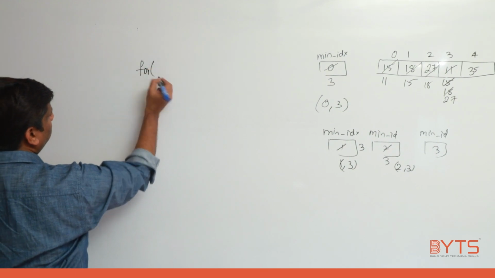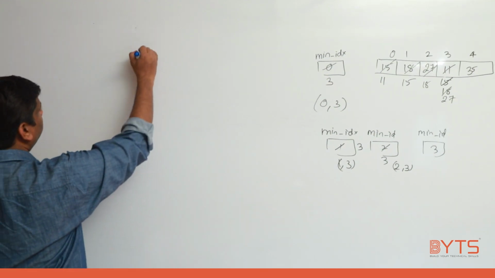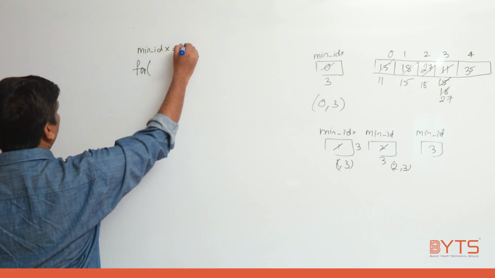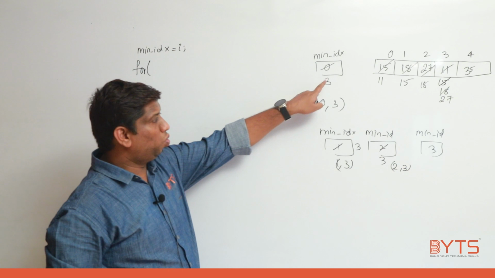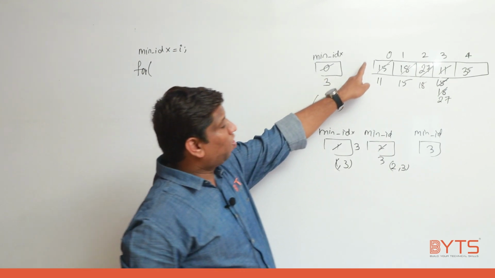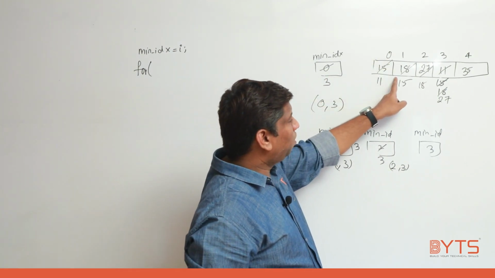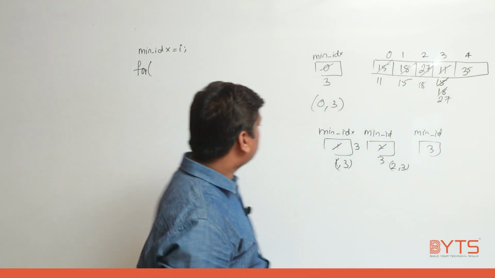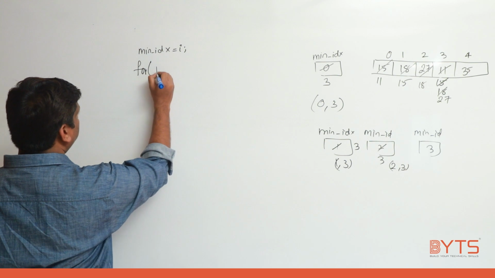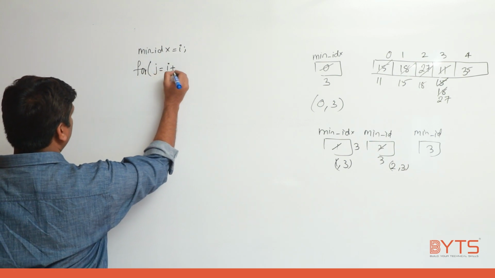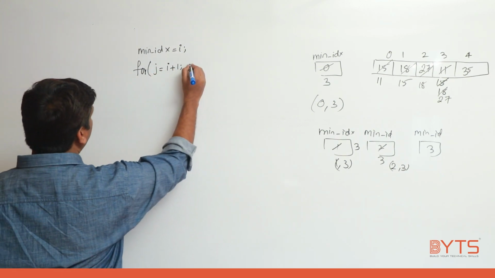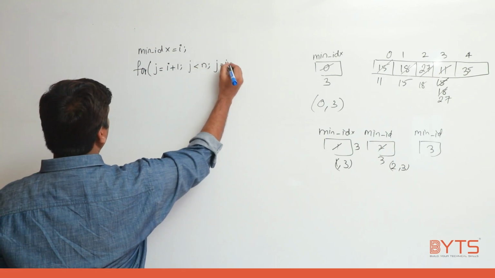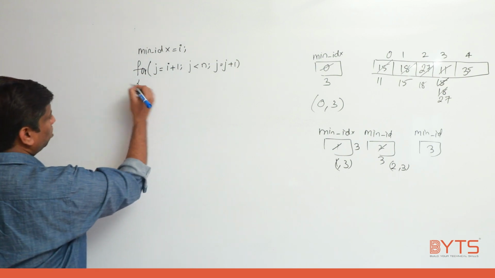For i, initially min index is equal to i. Initially the i value will be 0. So if the value of i is 0, I need to start from here and find at which location the min index is, right? So I need to start from which location? j is equal to i plus 1; j less than n; j is equal to j plus 1, right?